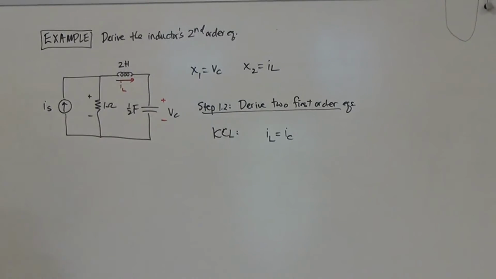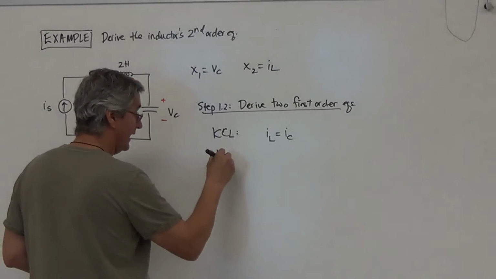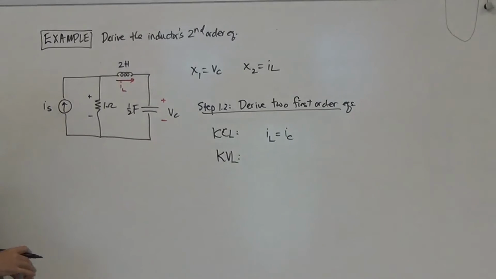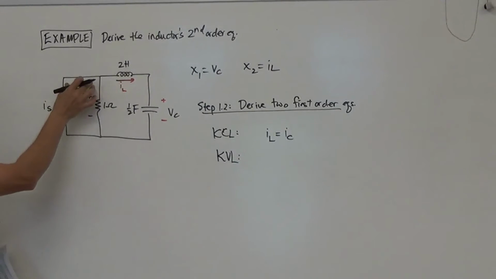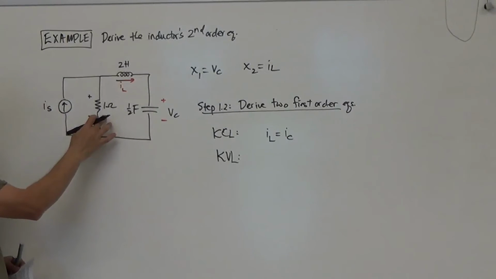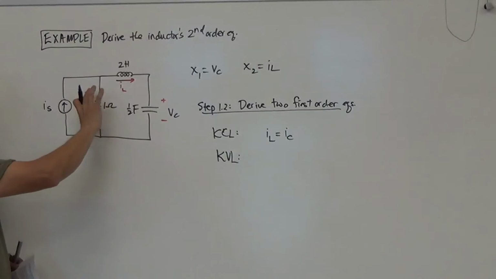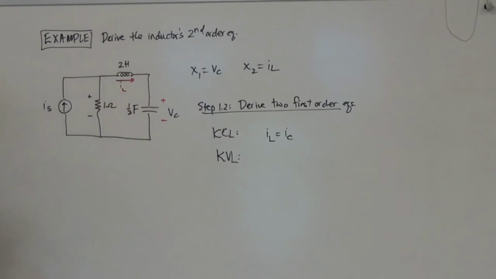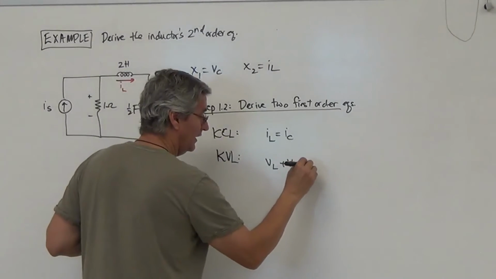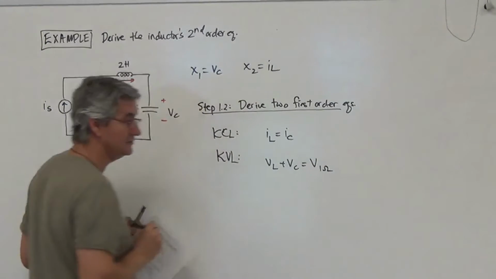And then I've got to apply KVL and relate these two voltages together. Now note, these two are in parallel, so it doesn't make sense to talk about the voltage here, because this is how we're going to solve for the voltage here. So the voltage across the one must be the sum of these two voltages. So then I'm going to write that VL plus VC equals the voltage across the 1 ohm resistor.